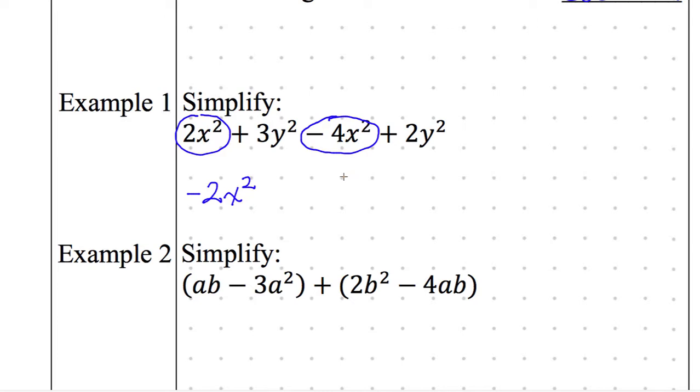And then 3y squared plus 2y squared, so that'd be 5y squared. It would indeed be a positive 5y squared. Yeah, thank you. You can turn in your card. And that is our final answer, so we will box it.